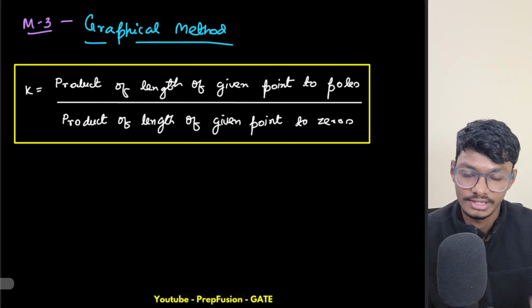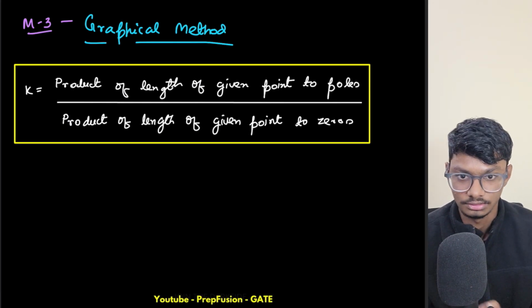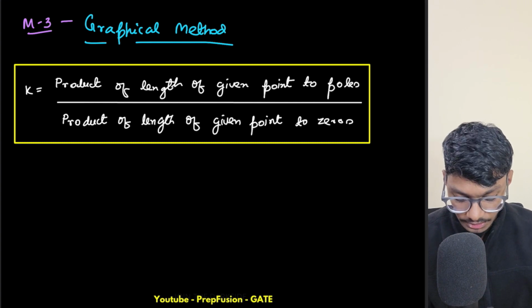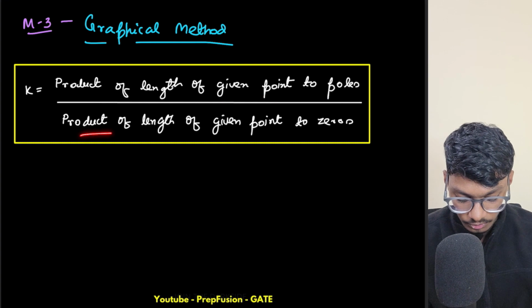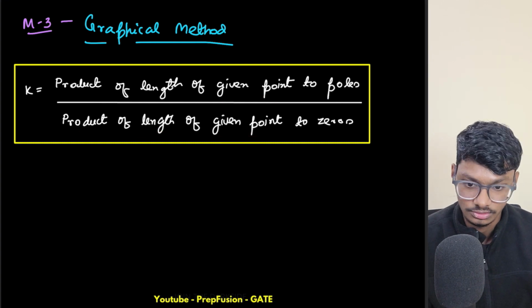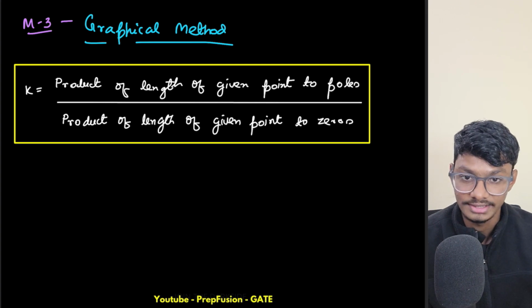This formula obviously came from a derivation that I have explained in my course. I will not explain it here. It is the product of the length of the given point to the poles and the product of the length of the given point to the zeros. I will just give you a brief intuition of why this is the case.